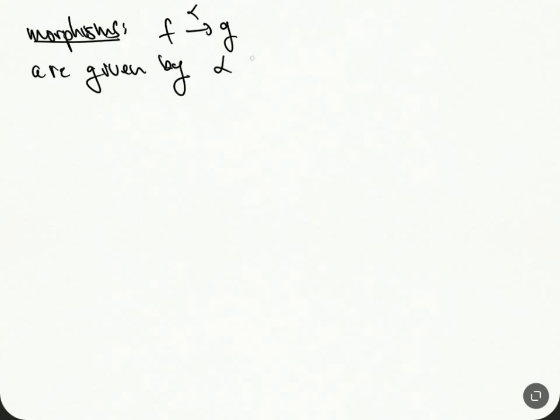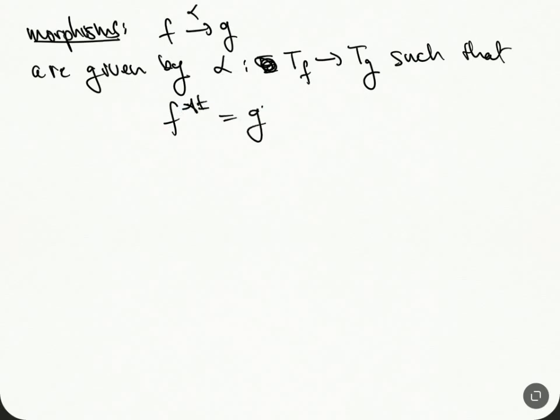And then the morphisms. A morphism from F to G is given by alpha from, oh, now we're not using, did I use T or E? I used T. So T_F to T_G, I'm going to use this notation. This is the underlying set of F and G, such that F is equal to G composed with alpha.